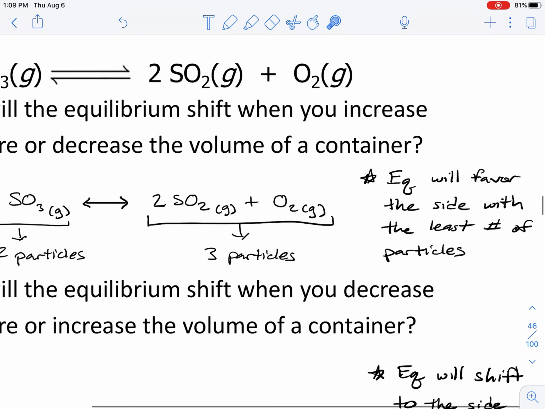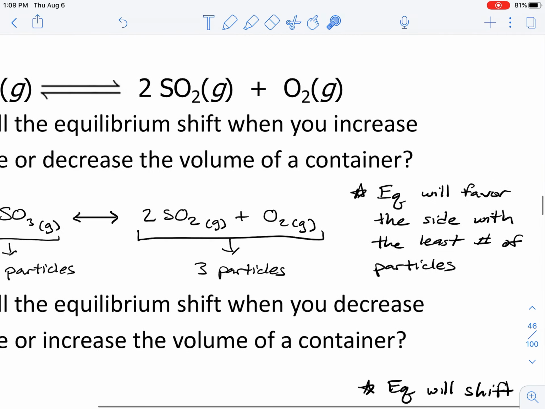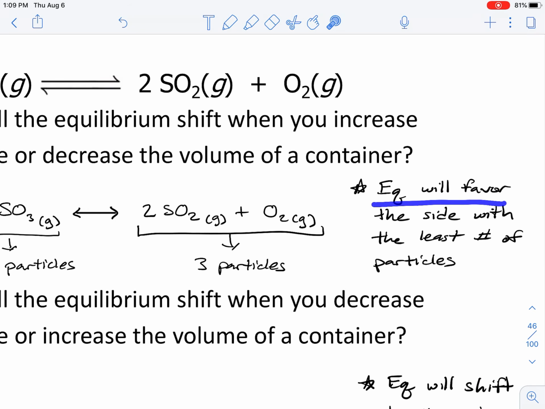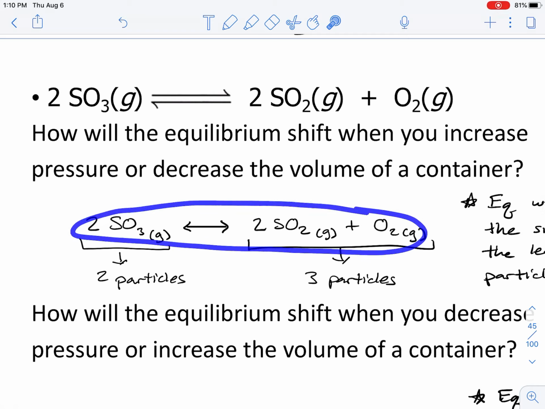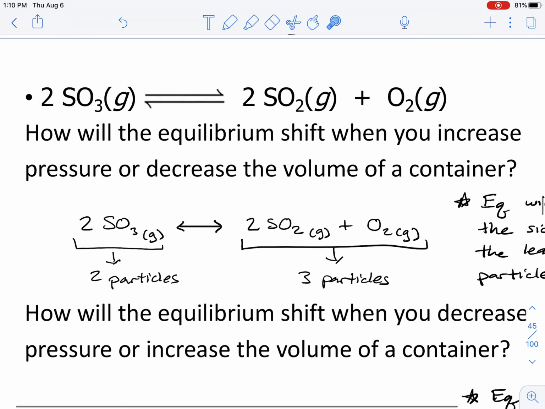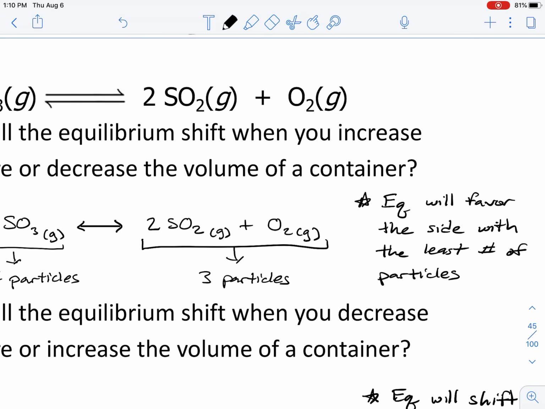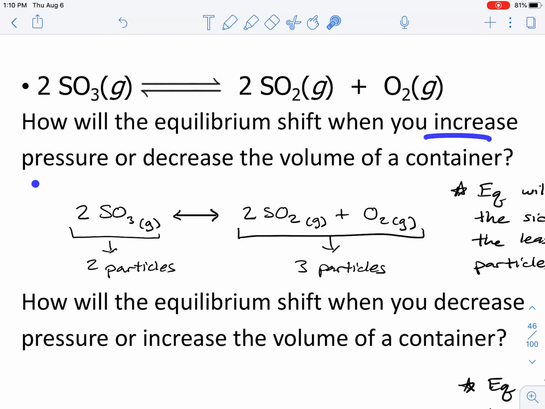If you recall from the previous lecture video, when you increase the pressure or decrease the volume, the equilibrium will shift in favor of the side with the least number of particles. To predict how the equilibrium will shift just by looking at this balanced chemical equation, we're going to count the number of particles on the reactant side and the product side. Here on the reactant side we have 2 particles, on the product side we have 3 particles. According to Le Chatelier's principle, the equilibrium will favor the side with the least number of particles to essentially alleviate the added pressure on the system.